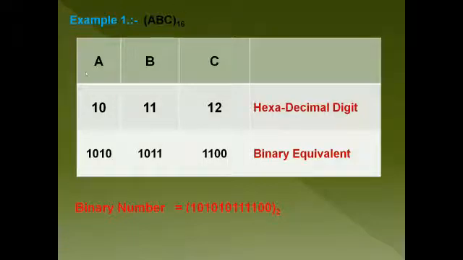Suppose this is the number ABC, hexadecimal. This is the hexadecimal number ABC. C equivalent to 12, B equivalent to 11, A equivalent to 10, hexadecimal. Then we will write the binary equivalent from the table: 12, 1100, 11, 1011, 10 equivalent to 1010. Then this binary number we will write, we will not add it, we will write like this: 1010, 1011, 1100, and base will be 2, because this is the binary number.